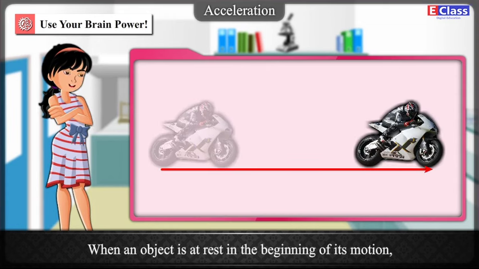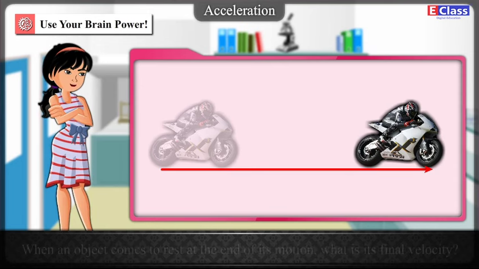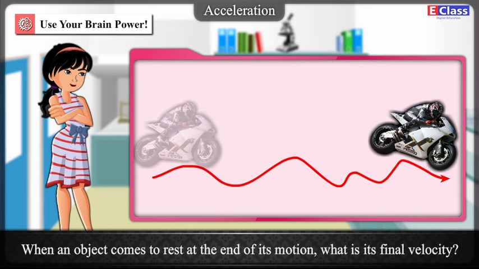1. When an object is at rest in the beginning of its motion, what is its initial velocity? 2. When an object comes to rest at the end of its motion, what is its final velocity?